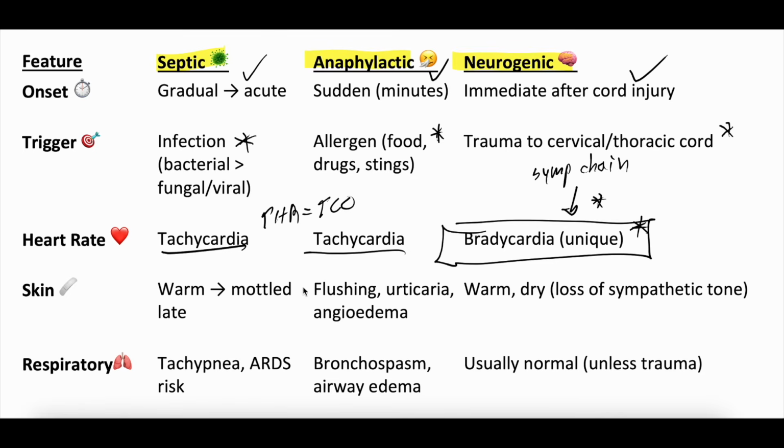Your skin exam in all these shock states is going to be warm and flushed. Okay. Now, in anaphylactic shock, you also, on the skin exam, usually have urticaria or angioedema or a rash of sorts. And in neurogenic shock, you've lost your sympathetic tone, so you're often dry and not sweaty, right? Because you don't have that sympathetic drive to do that. The respiratory exam is very similar, right?